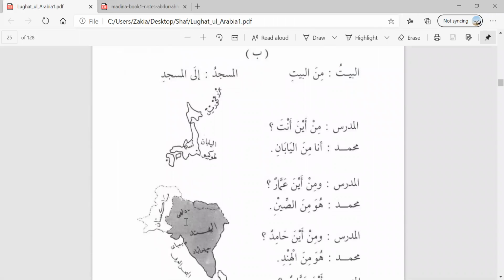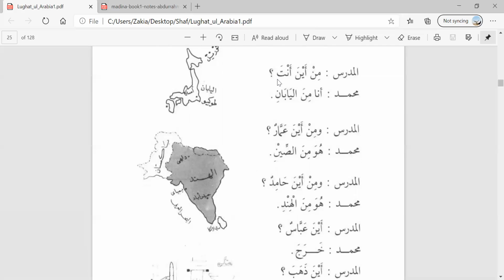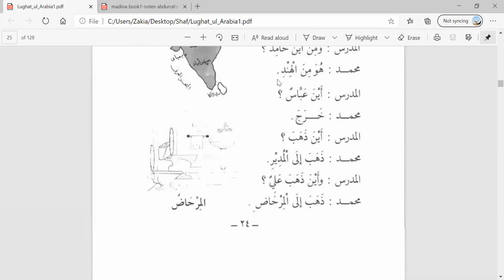Okay, so here we have min, which we already saw. Min is from. So we are now looking at harf jar. So remember what we said after harf jar, the noun takes a kasra, and it's called harf jar wa majroor. Okay, jar wa majroor. That's what it's called. Ana. Look, think back at the pronouns that we've seen. Ana means I. Huwa means he. Okay, so here you'll start to understand, inshallah.